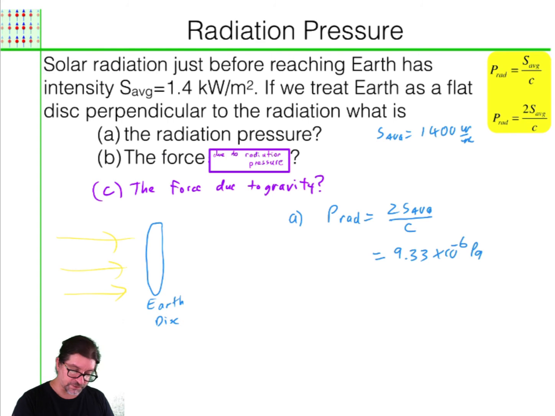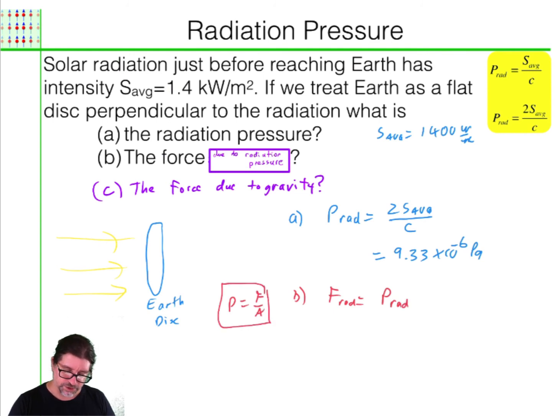Now, if I wanted to calculate the force due to that, so the force due to the radiation pressure would be the radiation pressure times the area. Remember, pressure is force per unit area. So it would be the radiation pressure times the area of that circle of the Earth. So we need the radius of the Earth, by the way.